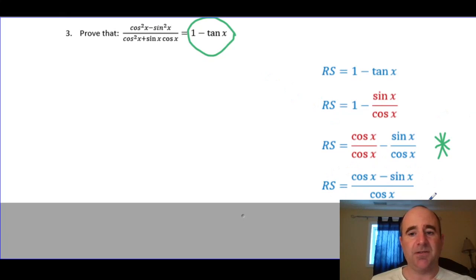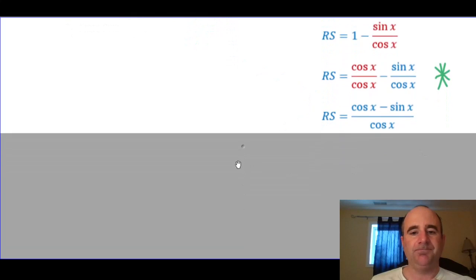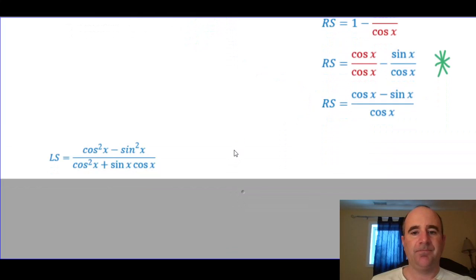That's actually a simplified expression. It's all cosine and sine. It doesn't seem like there's much we can do with this. So let's take a look at the left side of the equation and see what we can do with cos squared x minus sine, all that stuff there. So here it is. Okay. Keeping in mind that I want to make it look like this.